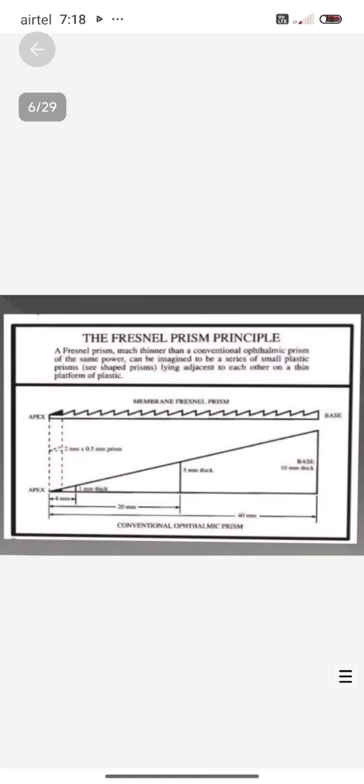Using prism: glass prism up to 7 to 8 prism diopters over each eye, Fresnel's prism up to 25 to 30 prism diopters. The Fresnel's prism principle: the Fresnel's prism is much thinner than the conventional ophthalmic prism of the same power. It can be imagined as a series of small plastic prisms lying side by side on a thin platform of plastic. Fresnel's prism is up and conventional ophthalmic prism is down.